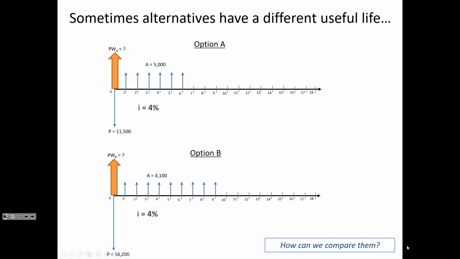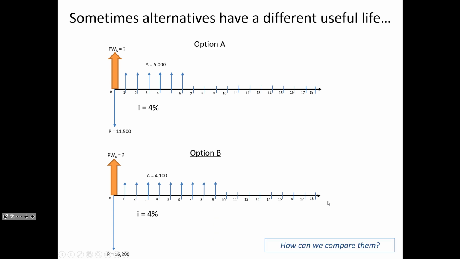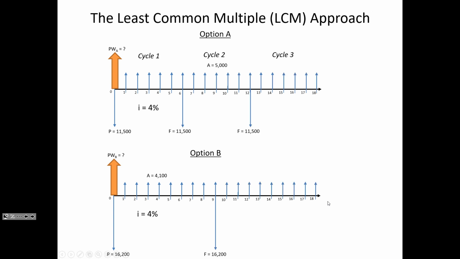So in the base case, it was 6 years versus 9 years. But after we've repeated the cycles 3 times for option A and 2 times for option B, you'll notice that both of them terminate after 18 years. And so now they have the same study period. The length of the study period has to be the same to be able to compare options with the present worth method. And so what we did was we repeated each of them by purchasing the item another time.